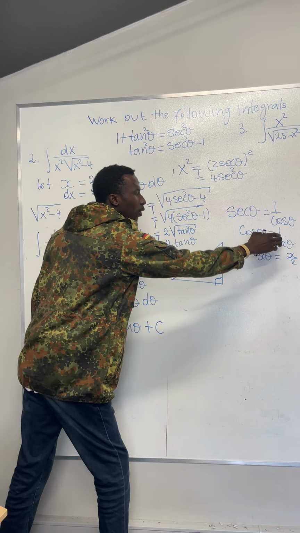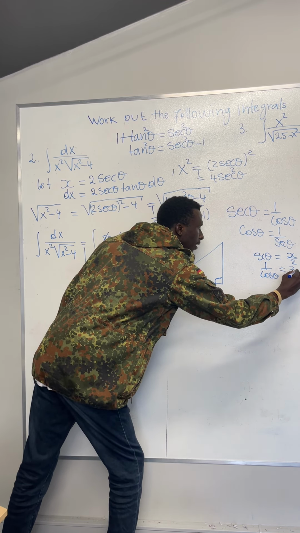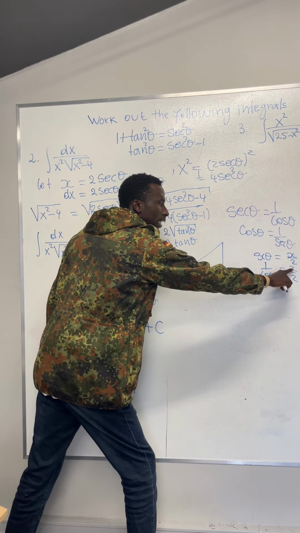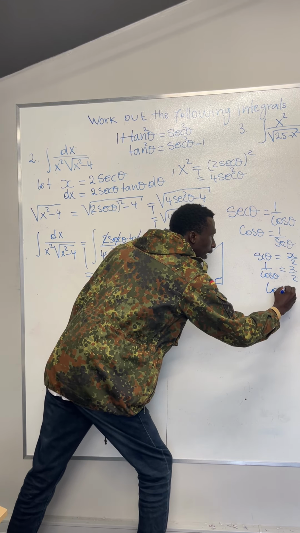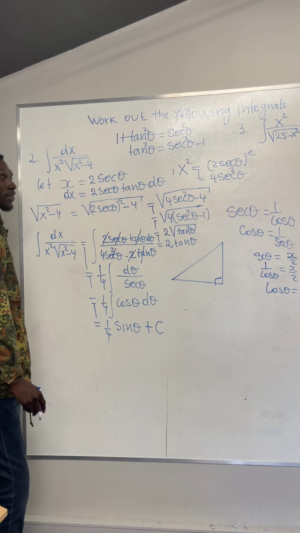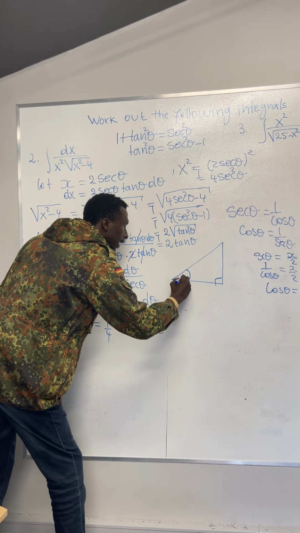And then what is sec? We say sec is 1 over cos. So we're going to have 1 over cos theta, which is x over 2. Can we solve for cosine? Yes, you can solve. Just multiply this by x and then this by 1. So cosine theta is just going to be 2 over x.